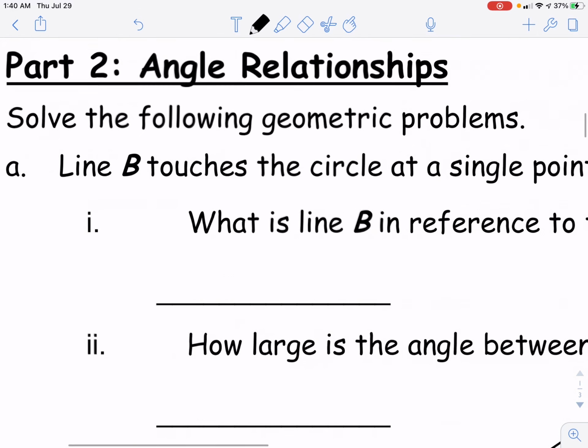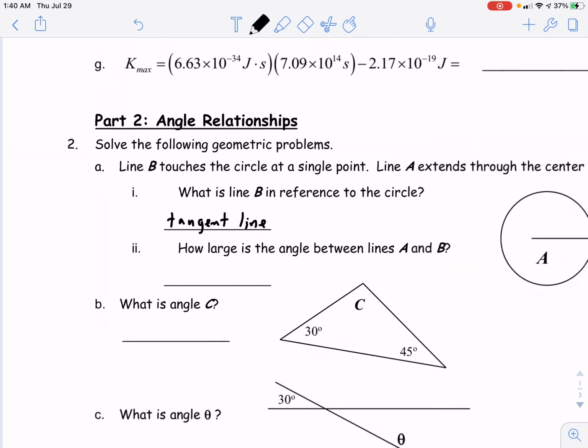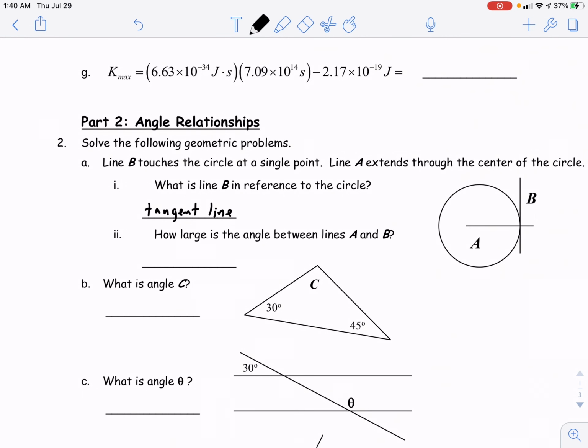Line B is referred to as a tangent line. Tangent lines only touch a curve at one spot. If you had a line that passed through two different spots, that would be called a secant line.